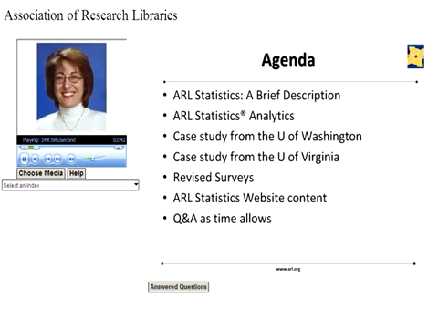So our agenda, I'll do a brief description, then Shanika will cover the ARL Statistics Analytics web interface. Steve Hiller will show you how they've used some of the ARL statistics data at the University of Washington for budget justification purposes. And similarly, Jim Self from the University of Virginia will bring a case study from that institution. Last, we'll talk a little bit about the revisions to the surveys, and Shanika again will come back highlighting a little bit more of the website content, and we will take Q&A as time allows.